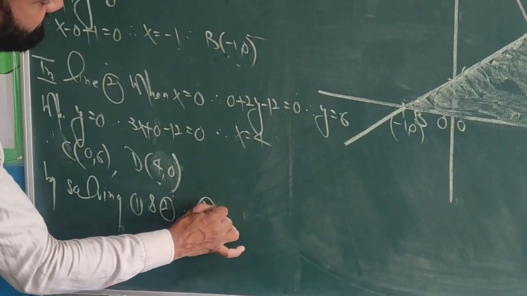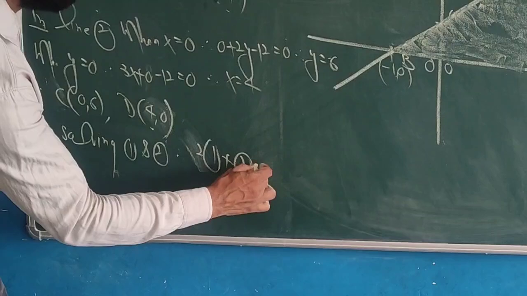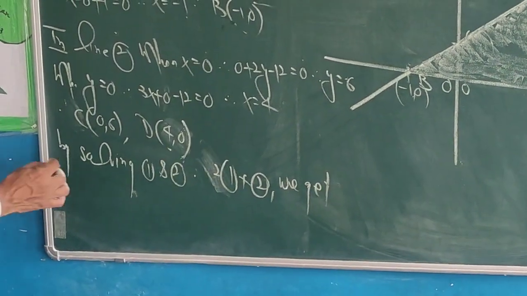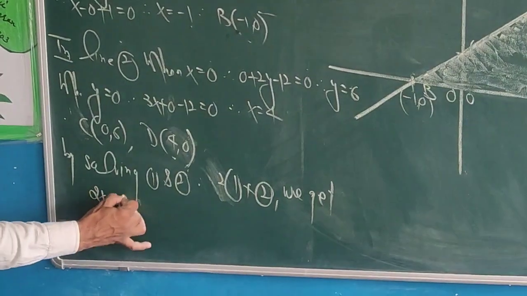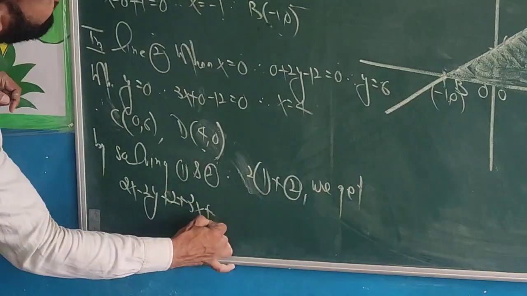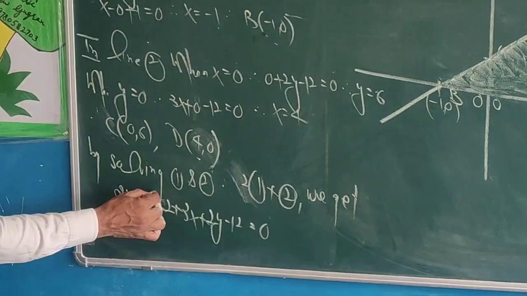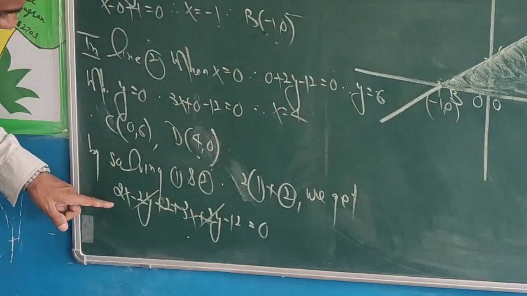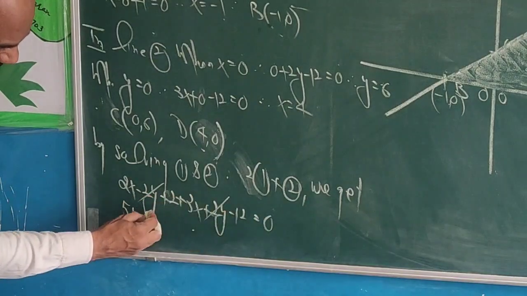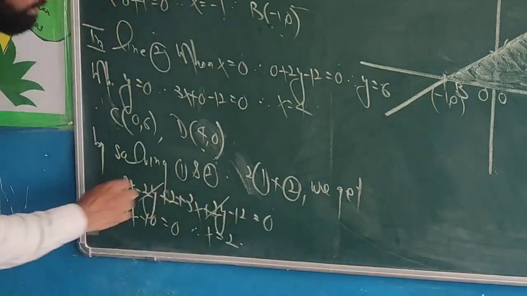Solving first and second: 2 times first plus second. We get 2x minus 2y plus 2, and plus 3x plus 2y minus 12 equal to 0. So 2y and 2y cancel out. 2x plus 3x is 5x, and plus 2 minus 12 is minus 10, equal to 0. So by solving we get x equal to 2.